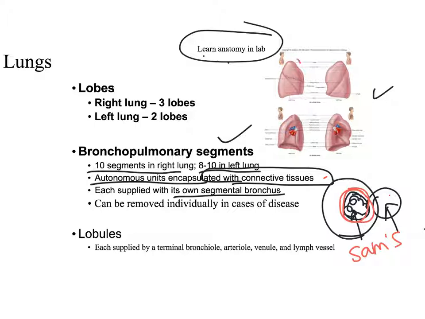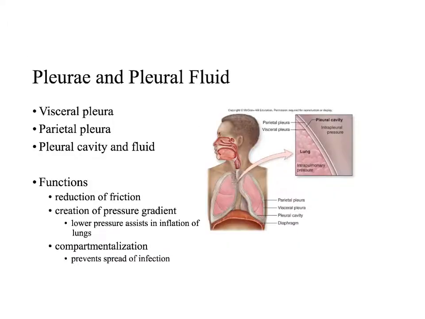Okay, so the lungs have their pleura, right? But then there are individually wrapped segments within that pleura. Okay, there are also lobules, and they each have a terminal bronchiole, arteriole, venule, and lymph vessels.